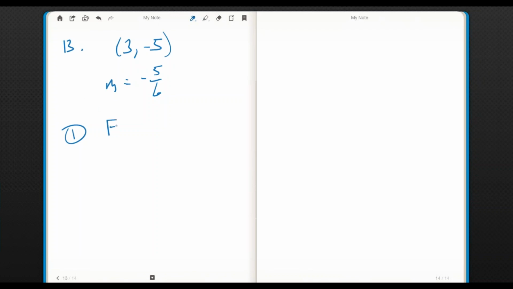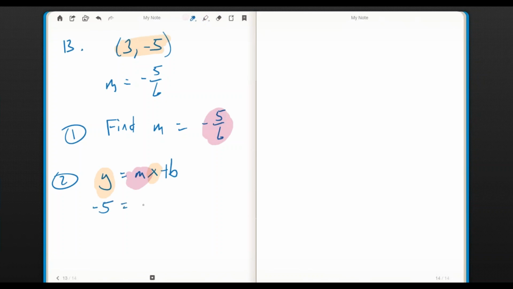The first thing I do is to find the slope, which in this case is given to me. That was convenient. The second thing I do is use y equals mx plus b and use an x and a y value. In this case, I'm only given 1, so I have an x and a y value. Use the slope that I found in part 1, and I can then solve for b. So in this case, I have negative 5 is equal to negative 5 over 6 times 3 plus the value of b. That's what I'm looking for.